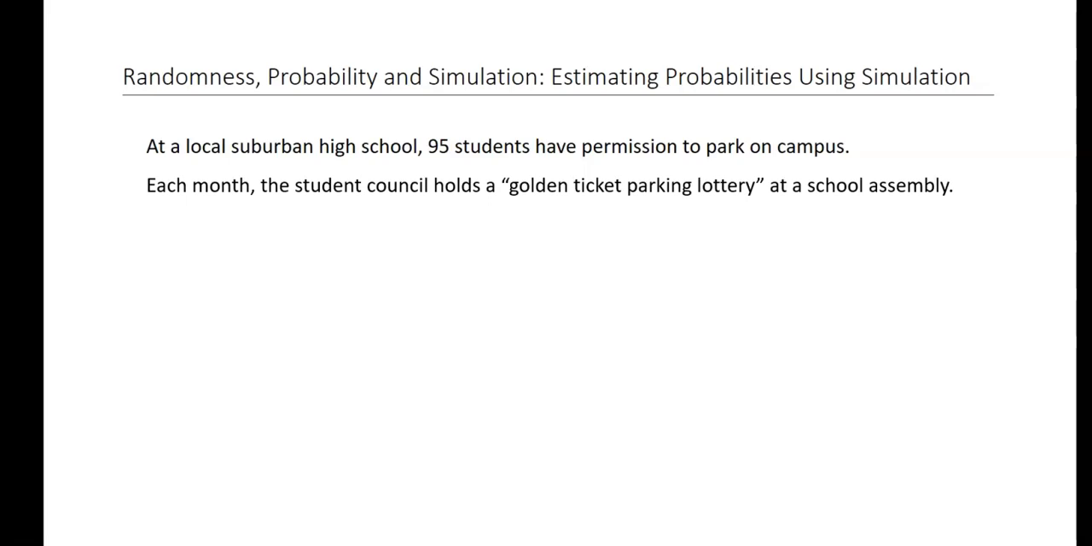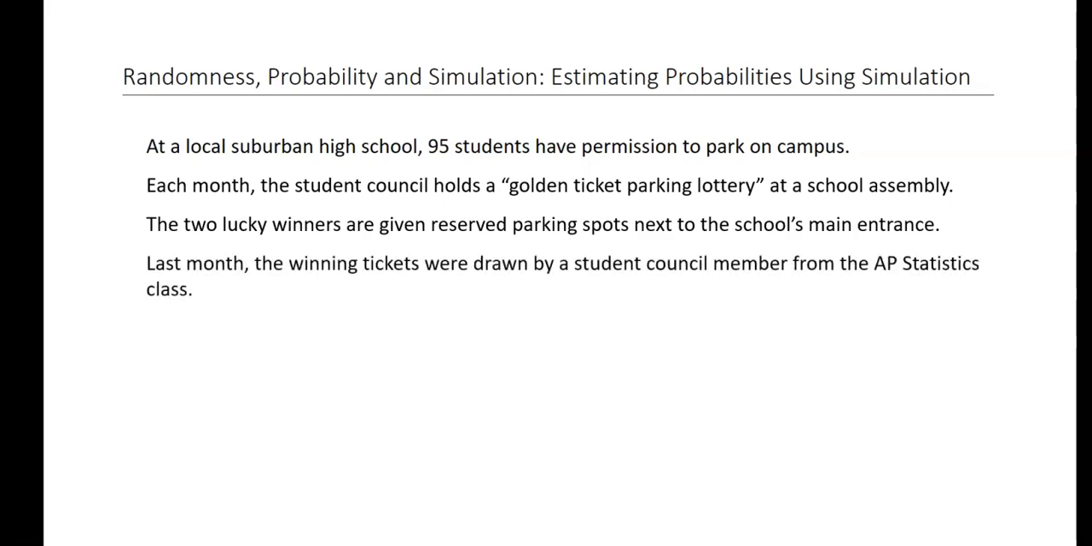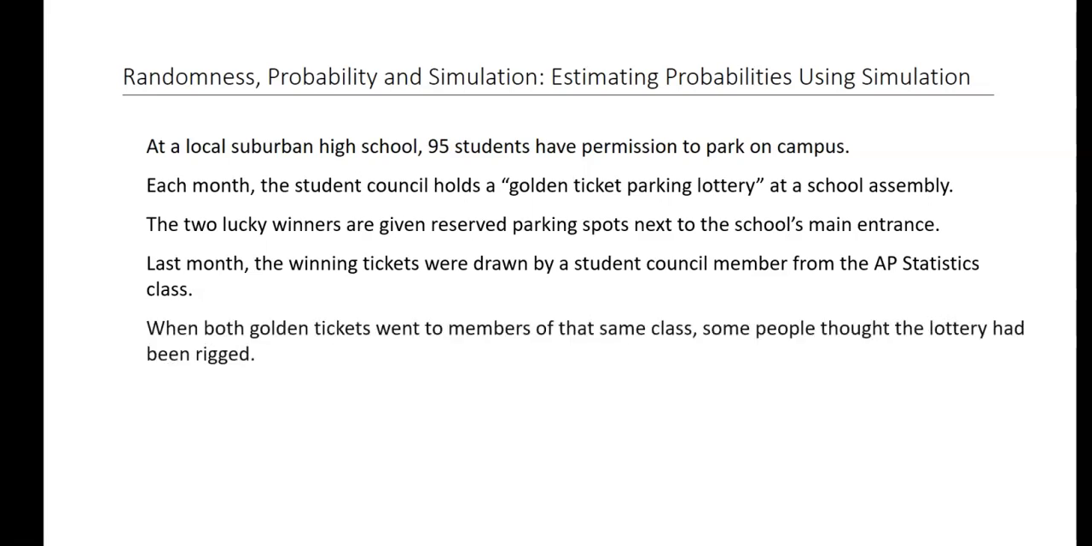So, a local high school has 95 students with permission to park on campus. Each month, the student council holds a golden ticket parking lottery. Two lucky winners are given reserved spots near the main entrance. The winning tickets are drawn by a student council member and a student council member from the AP Statistics class.